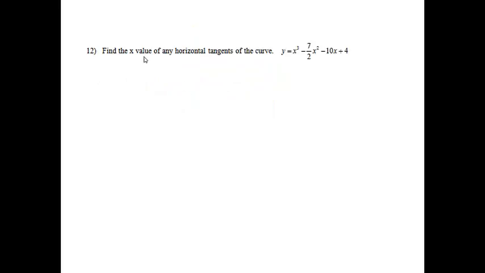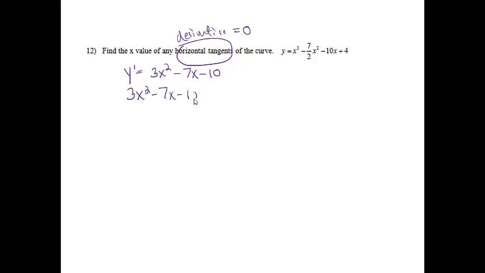Okay, number 12, find the x value of any horizontal tangents of the curve y equals x cubed minus 7 halves x squared minus 10x plus 4. Okay, horizontal tangents would be where the derivative is equal to 0, because we would have horizontal tangent lines going on. So the first thing we want to do is find the derivative. So the derivative of x cubed is 3x squared minus the derivative of 7 halves x squared, which is 7x, and then minus the derivative of 10x, which is 10, and then the derivative of 4 is 0. So that's my derivative.